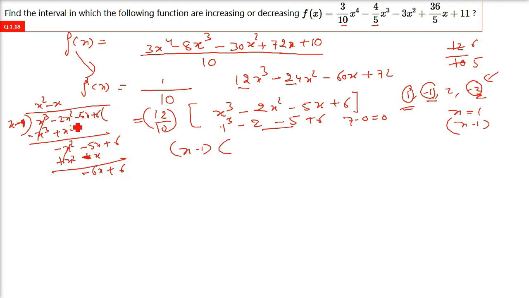And you need negative 6x, so just multiply it by negative 6. So negative 6x plus 6. You can just change the sign and this will be 0. So the quotient will be x square minus x minus 6.